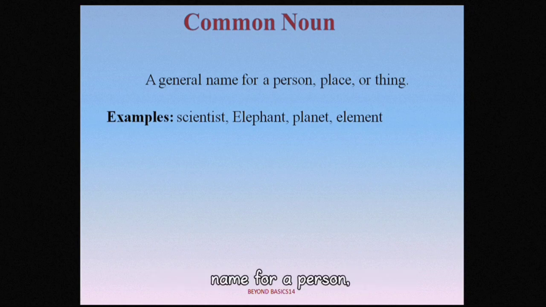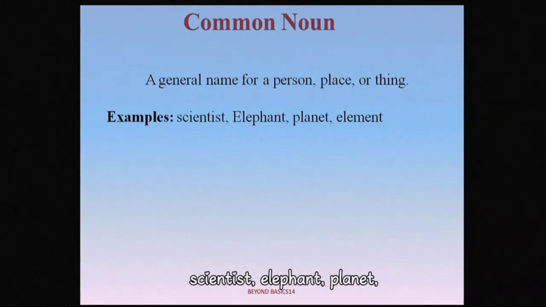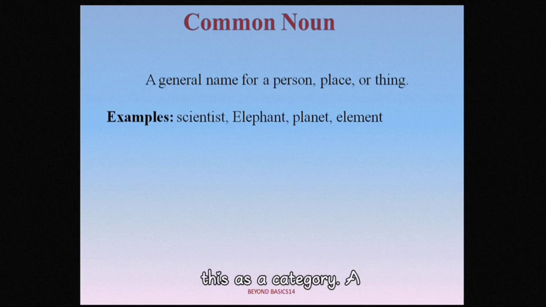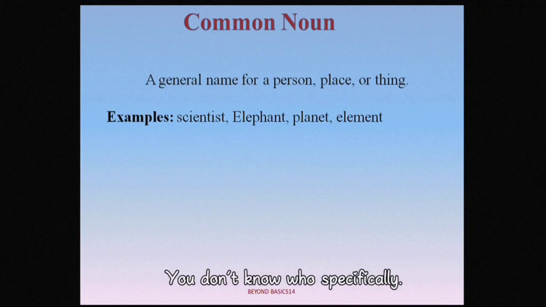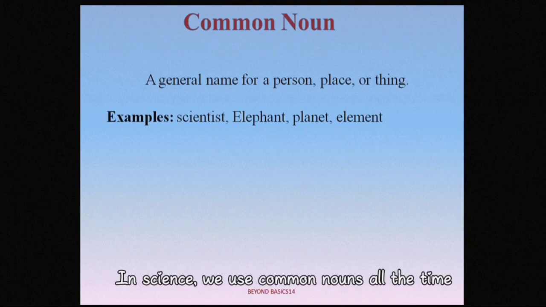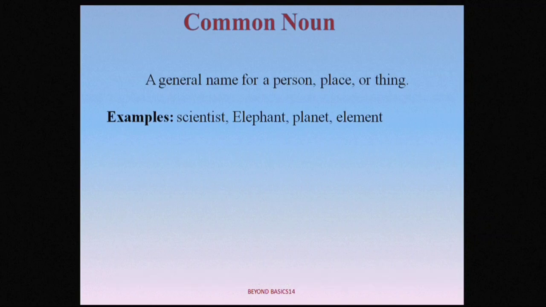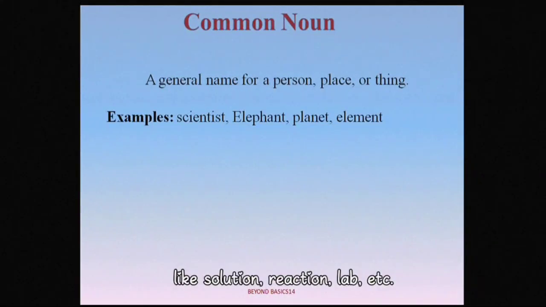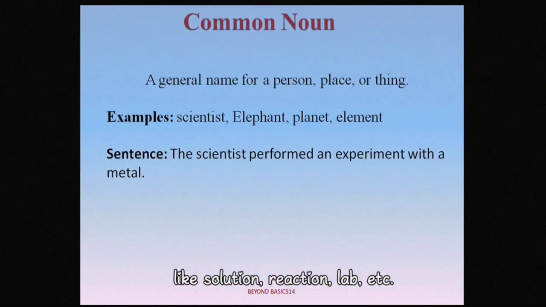A general name for a person, place, or thing. Examples: scientist, elephant, planet, element. Think of this as a category. A scientist can be anyone. You don't know who specifically. It's a common label. In science, we use common nouns all the time, like solution, reaction, lab, etc.